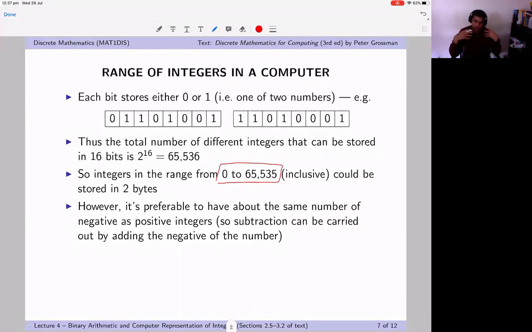It's your choice normally. Some people deal with just positive numbers and say that we can store from 0 to 65,535, and they call that unsigned representation. It is preferable to have about the same number of negative as positive integers. So this is the signed representation, so that subtraction can be carried out, in other words.